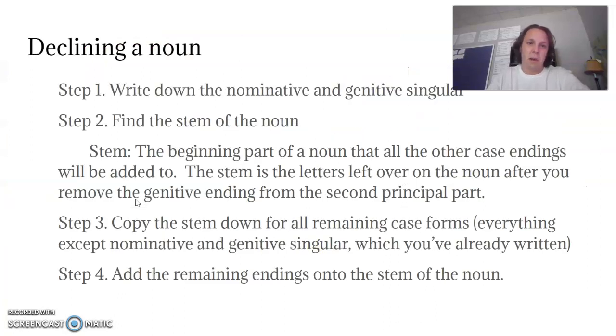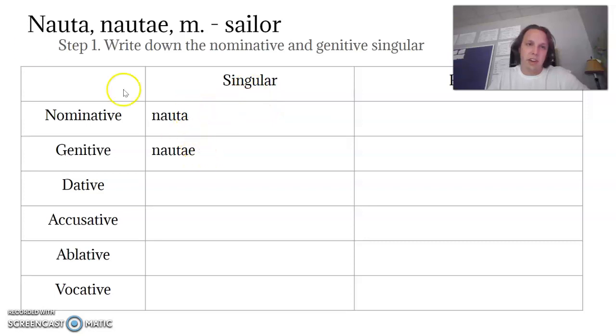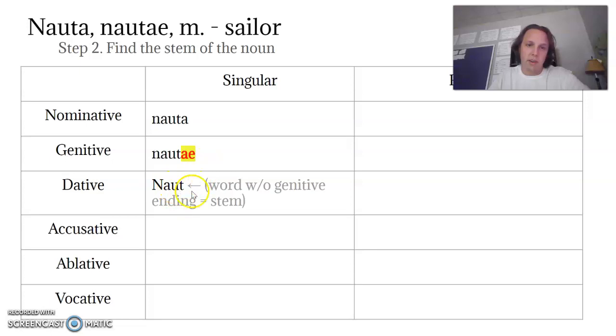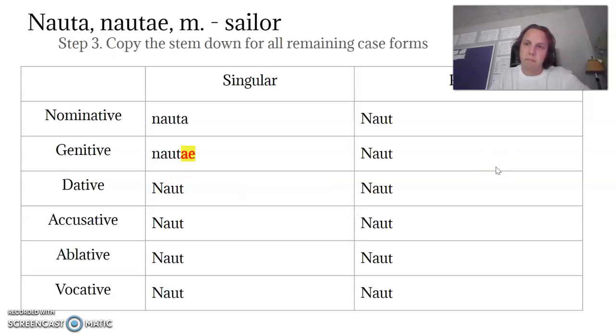Okay, so step 1, write down the nominative and genitive because that's what's given to you right here. Nominative singular, genitive singular, first and second principal part. Then step 2 is to find the stem. So I'm going to identify the genitive ending. That's what I'm going to remove. I'm going to write it down here. That's my stem. Then I'm going to copy the stem into every other box. And then onto that stem, all the other endings are going to go.